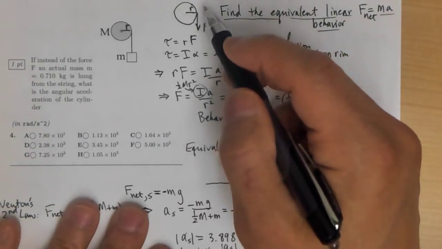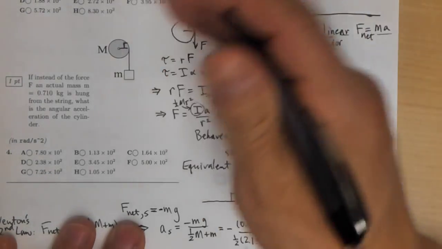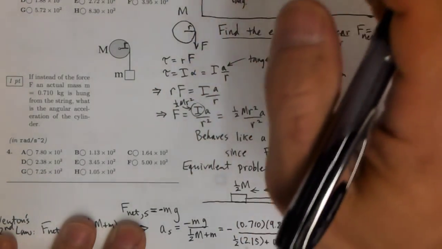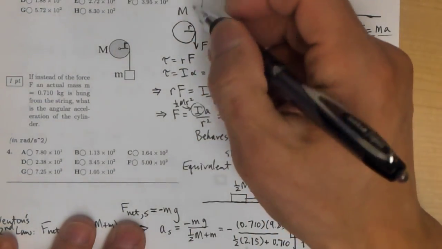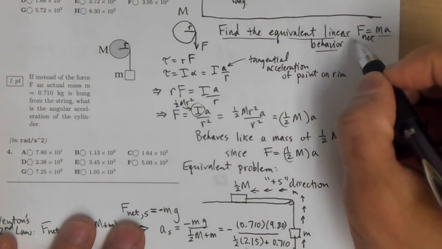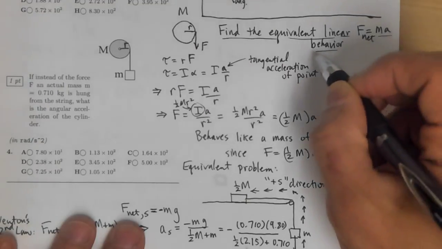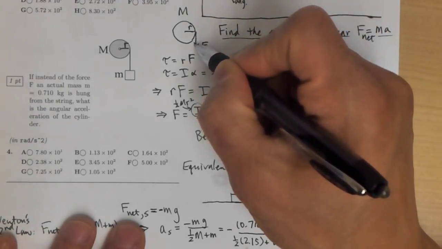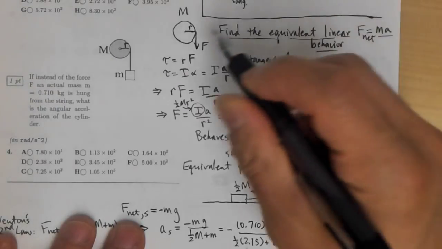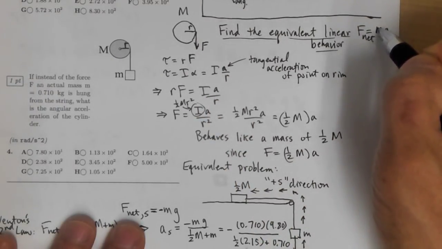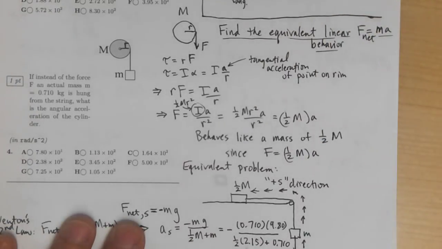Okay, so again, this part is kind of complicated, but hopefully you can follow the steps because each of the steps you should know. So let's try to find the equivalent linear F net equals ma behavior. We're going to pull on it with the force F and figure out, if I have an acceleration A, what is the effective m that I'll get? What is the mass that I would get?